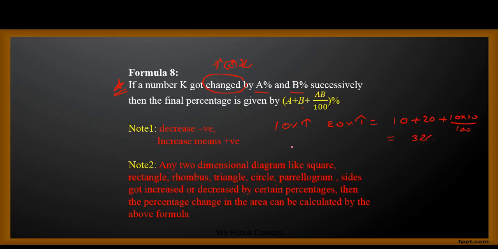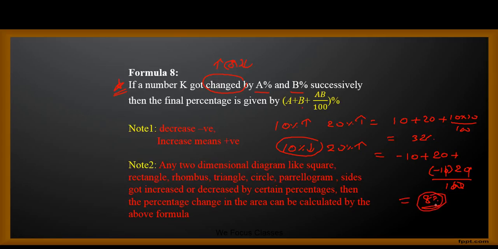For example, if they give a 10% decrease followed by 20% increase, how will you write? First one here is decrease. Decrease means I have to take negative, so minus 10 plus 20 plus, in place of A I have to take minus 10, so minus 10 into B value 20 by 100. On simplification, minus 10 plus 20 minus 2, that is nothing but 8%. We are getting positive. It means overall is 8% increase.